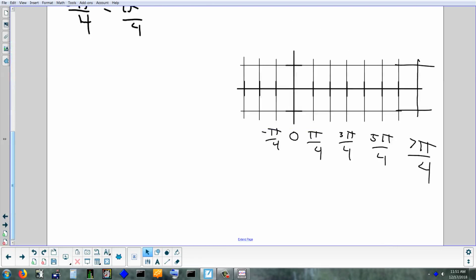7 pi over 4. And you'll know if you should have skipped something and you didn't, because your graph will look really squished in one part and stretched in the other, when it should always look nice and even. So you can tell when you draw it.